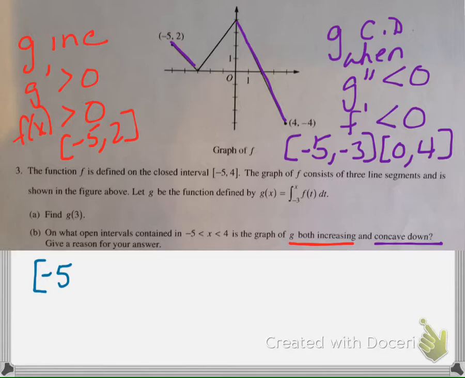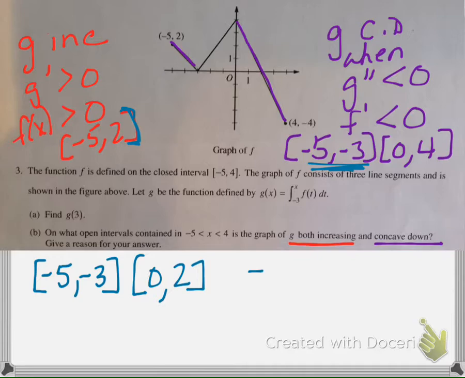Negative 2 is not included in both because you can see here it stops at negative 3. So from negative 5 to negative 3. Negative 1 is not included. 0 is included. 1 is included. 2 is included. But 3 is not included because this is stopping here at 2. So it's from negative 5 to negative 3, and then from 0 to 2, and of course you could write it like this.